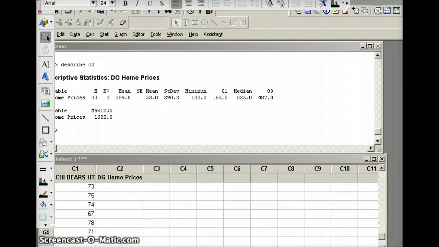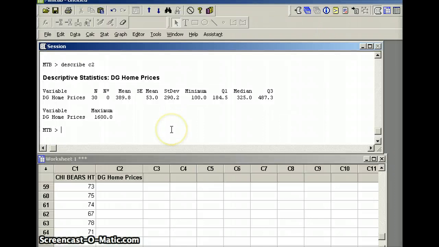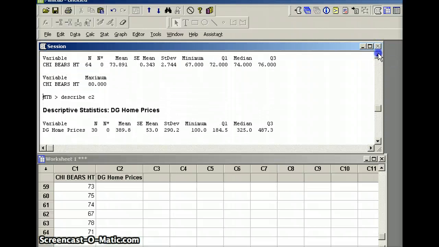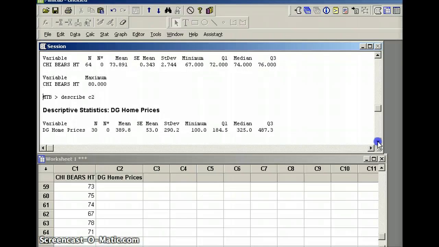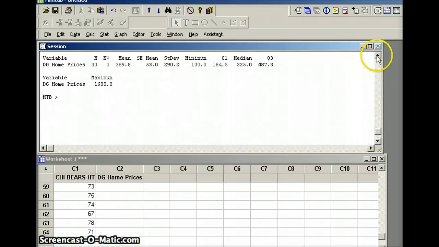Okay, so looking at our data here, we can ask ourselves the question, are the mean and the median similar? So you'll notice for the Downers Grove home prices, the mean here is 390,000, but the median is 325,000. So we have two measures of central tendency that are very different. When we went up to the Chicago Bears, we had a mean of very close to 74 inches, and we had a median of very close to 74 inches. So with respect to the heights of the Bears, the mean and the median are about the same. But with respect to the housing prices in Downers Grove, they're very different.